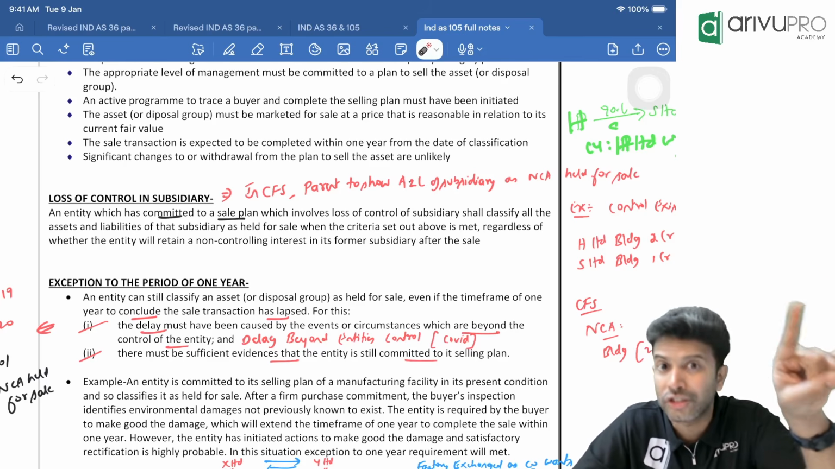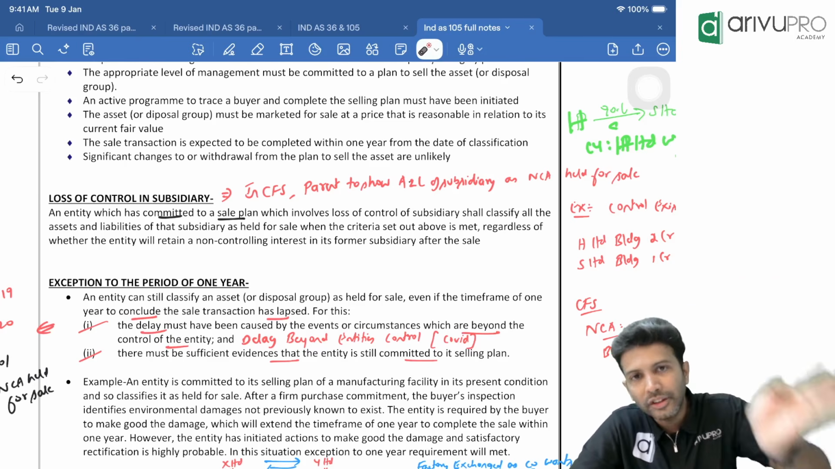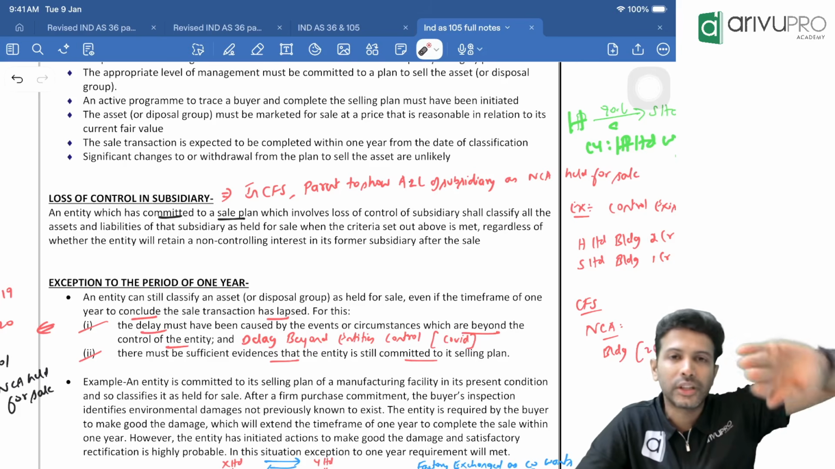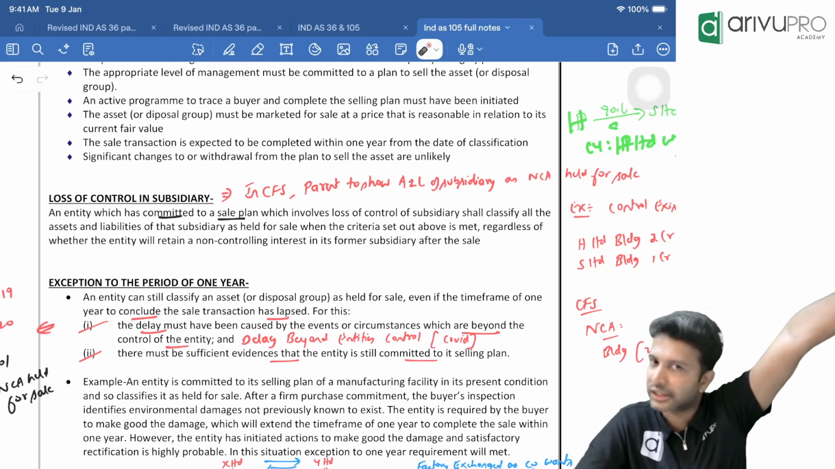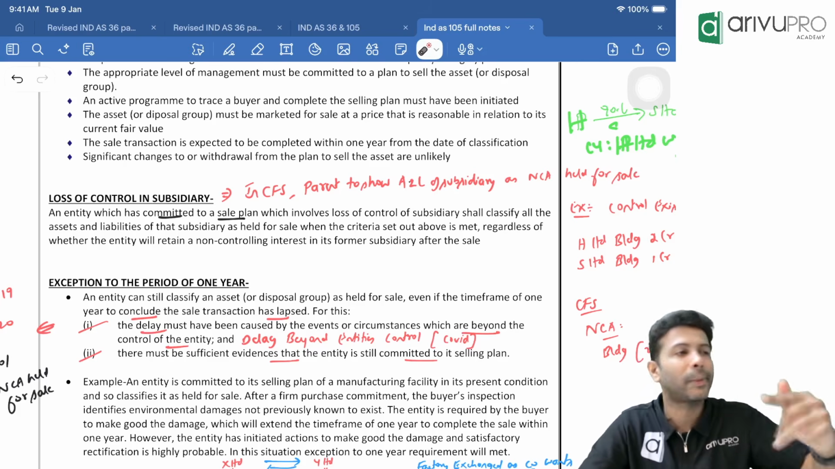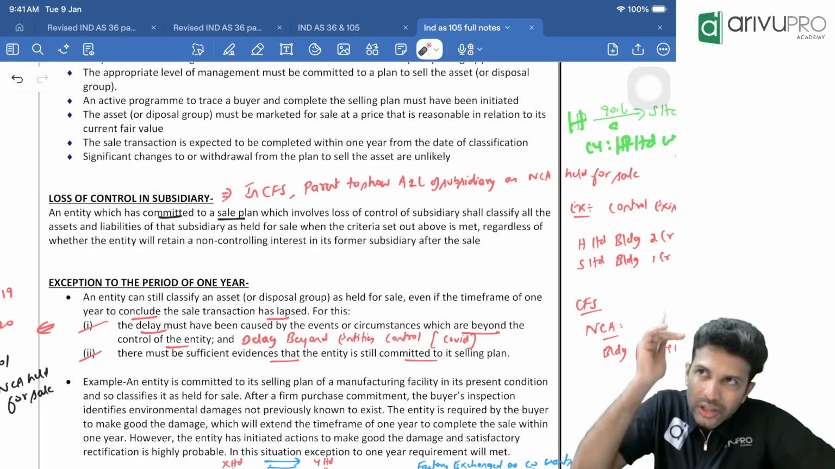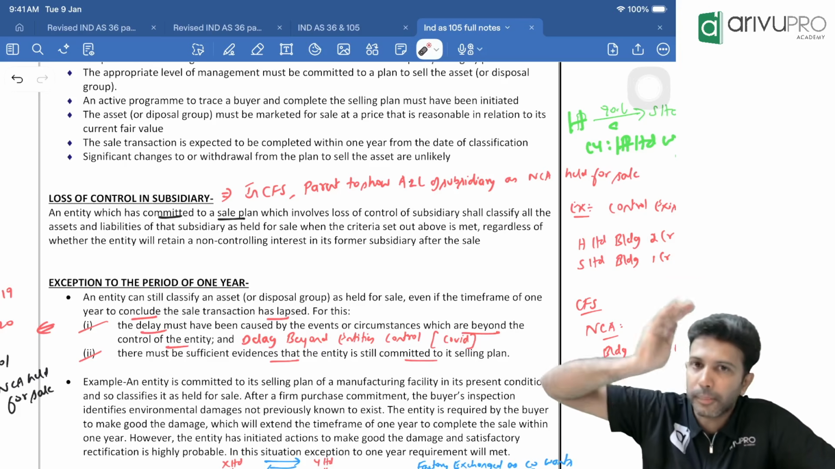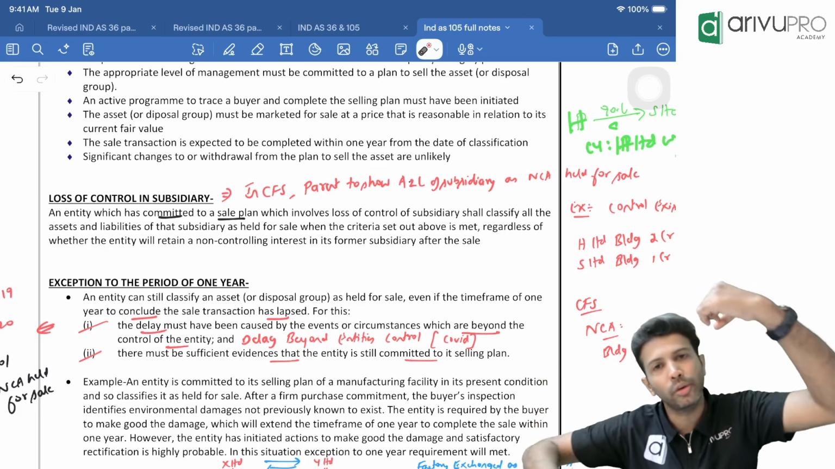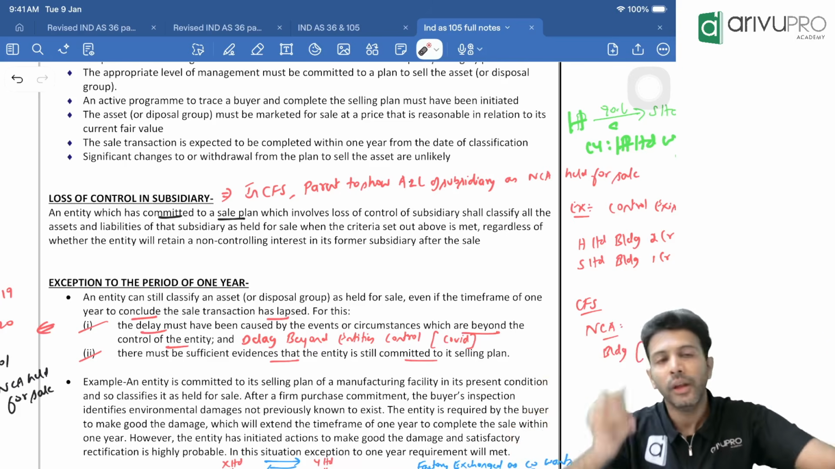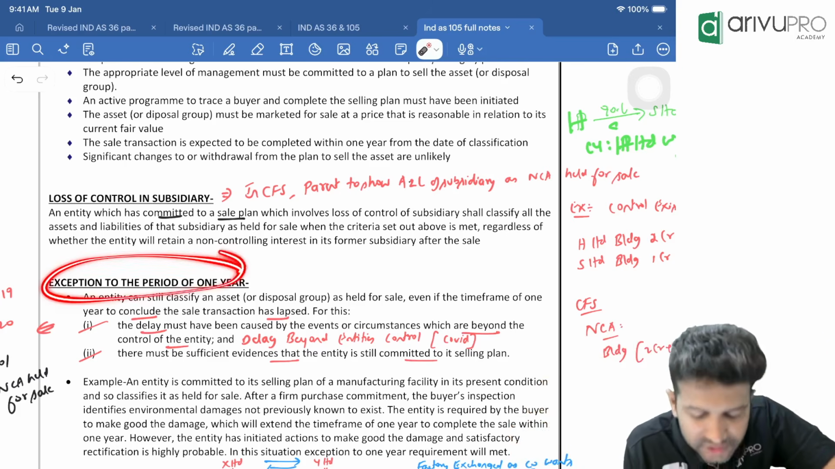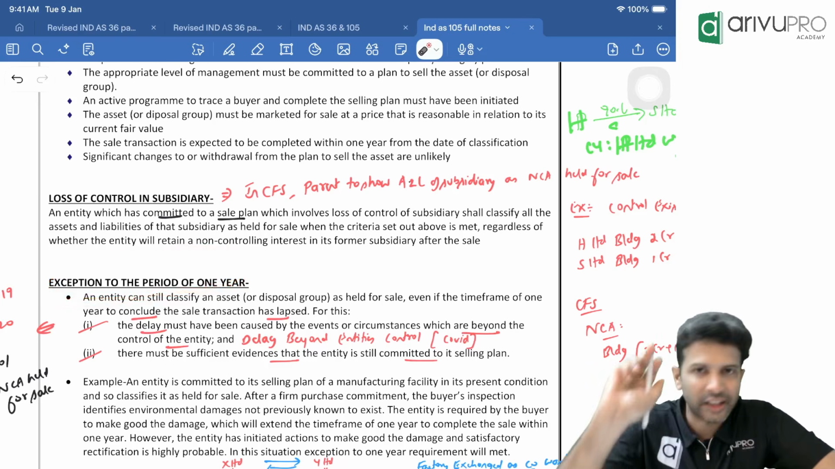S, I want you to focus on S. What is S? Once you classify it as held for sale, within 12 months you need to complete the sale. That is S. W, plan not to be withdrawn. Now let's focus on that S. Once you classify it as held for sale, from that day, within 12 months, you need to sell off that asset. Okay. Now, there is a small exception to that.